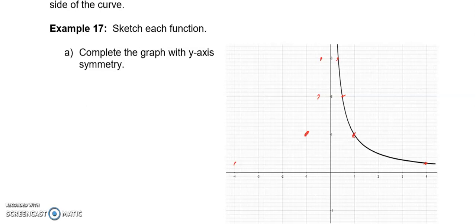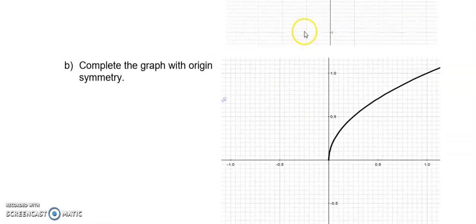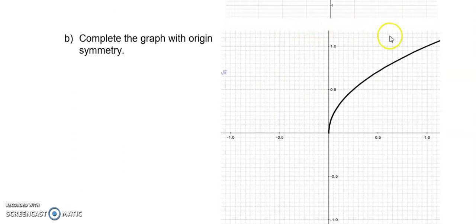And anyway, once you have a few points, then you can just, as carefully as you can, but it's important to show the points, draw your curve through those points. And approximately, that's what it would look like. Okay? For B, down below that, same thing. Complete the graph with origin symmetry this time.